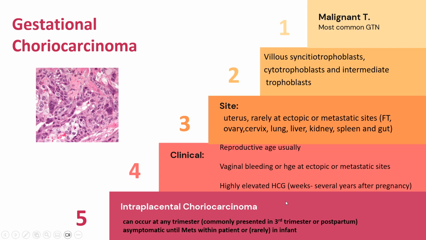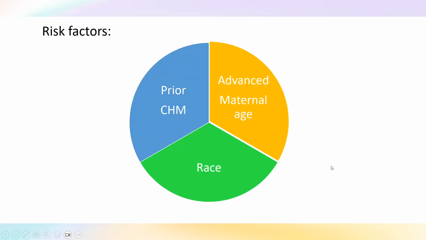Something noteworthy to be said is that there is some incidence of intraplacental choriocarcinoma. That occurs at any trimester, but commonly in the third trimester, and it's asymptomatic until there is metastasis within the patient, or rarely in the infant. I haven't seen a case in an infant myself, but it is recognized in some publications.